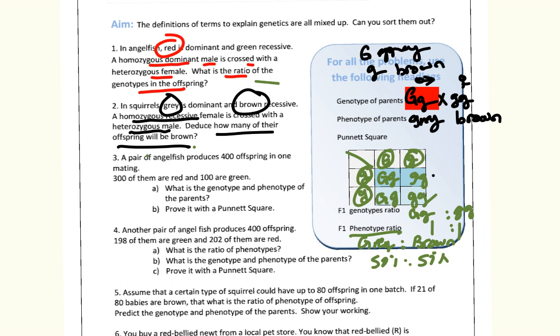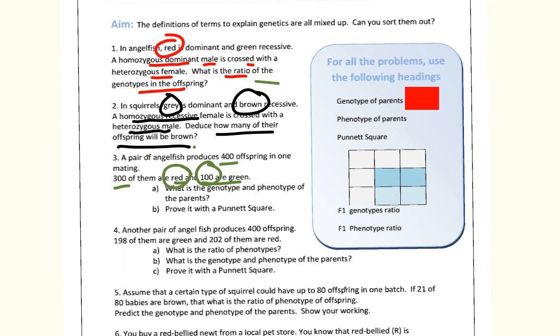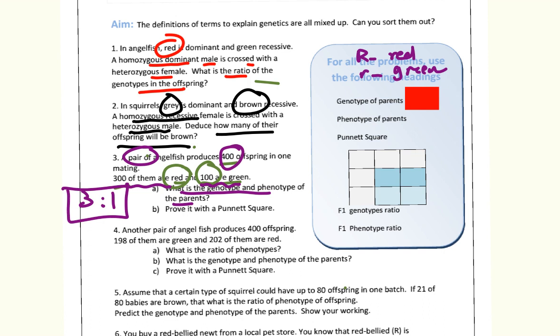Then a pair of angelfish produces 400 offspring in one mating. 300 of them are red and 100 are green. What does this mean to you? If I have 300 red and 100 green, this means that red is dominating green. So we can use capital R for red and small r for the allele for green. First question: what are the genotypes and phenotypes of the parents? There were 400 offspring from one pair of angelfish, 300 red and 100 green. This is a 3 to 1 ratio. You get a 3 to 1 ratio only if both parents were heterozygous. So I expect that both parents were heterozygous.